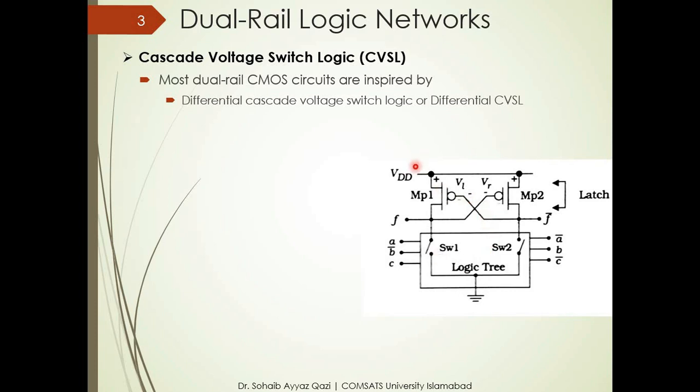For example, this is our dual rail logic network. This is known as cascode voltage switch logic, CVSL. In this logic, we have two different pull down networks. Here we have one network that is represented by switch 1 and the other one is our switch 2.